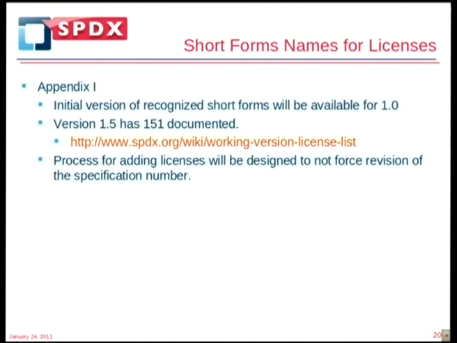So the short form names for licenses are going in Appendix 1 in the specification. And as of version 1.5 of it, we have 151 documented right now, in a spreadsheet. And I'll talk a bit more about what we're doing in terms of moving them over to the web.